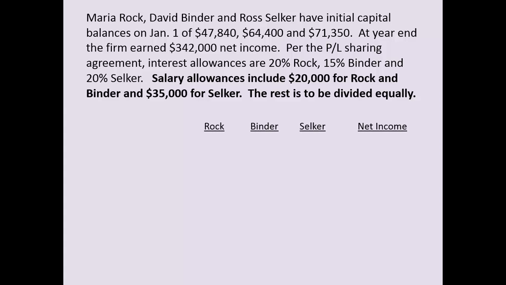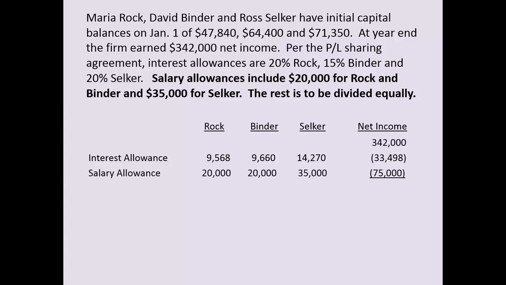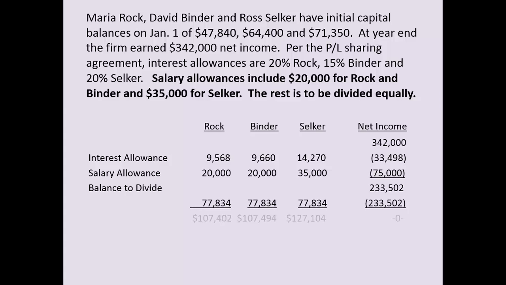So it's best to set up a chart, and there may be some examples you can look at in your textbook. So we have total net income, and then we're going to have columns for each of the partners. You can create this in Excel. So first, your interest allowance based on those previous calculations, and then the salary allowance. So what's left of net income? $233,000, and that is to be divided equally.